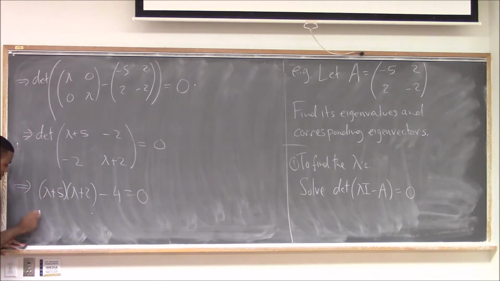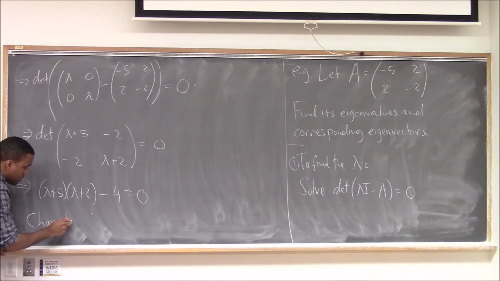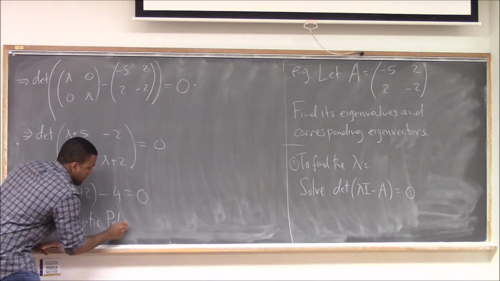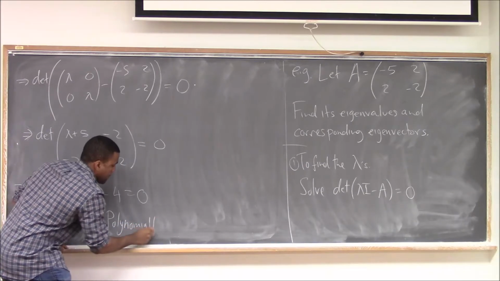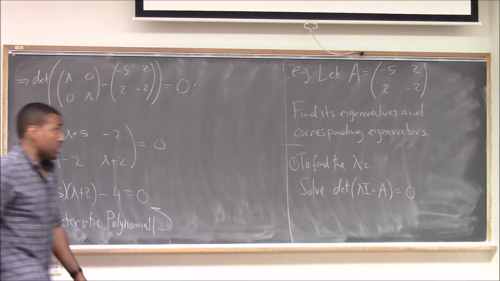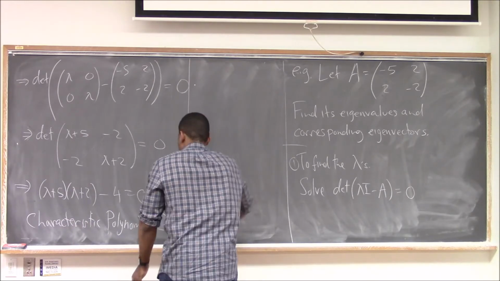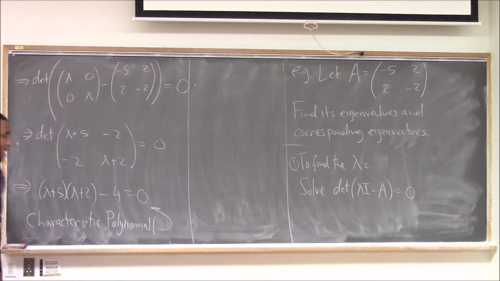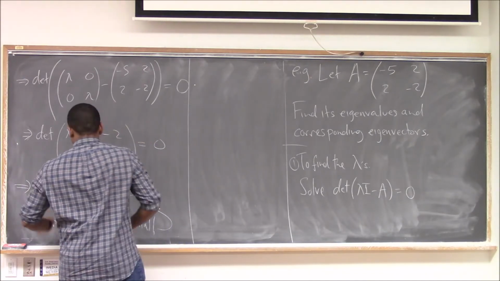So this is called the characteristic polynomial. That's what this guy's called. But now it's just an equation that we can solve for lambda. Lambda is just a variable in this equation. It's a quadratic equation, so hopefully you remember how to solve quadratic equations.